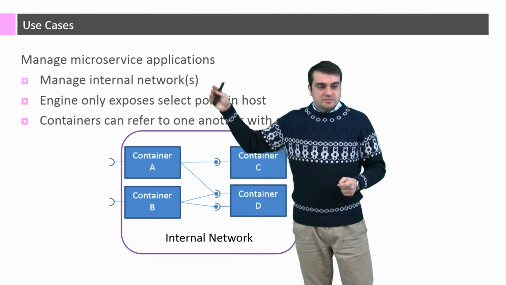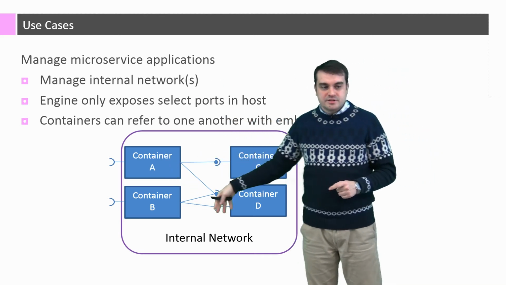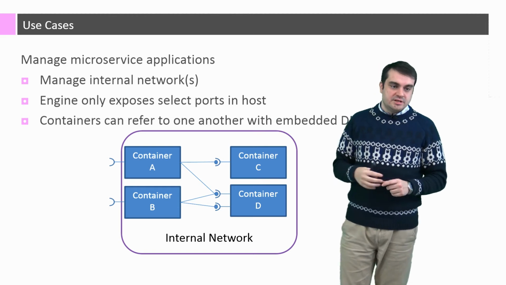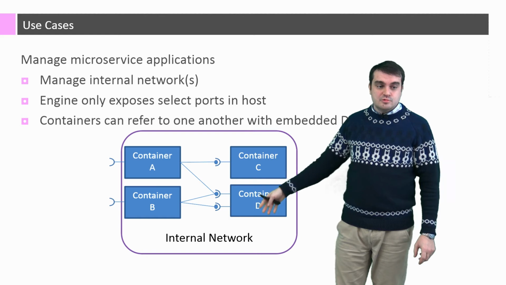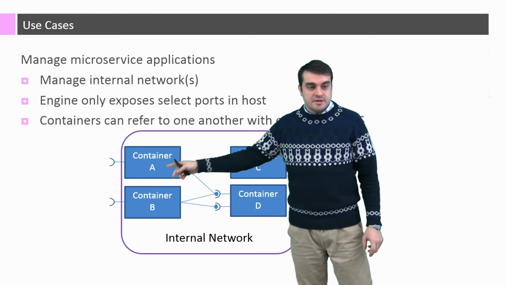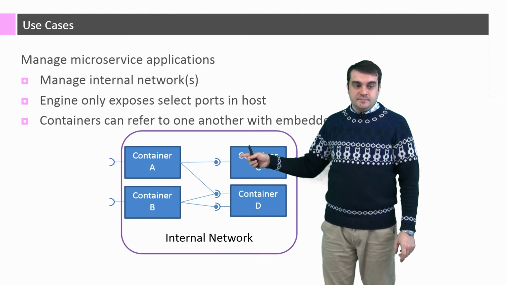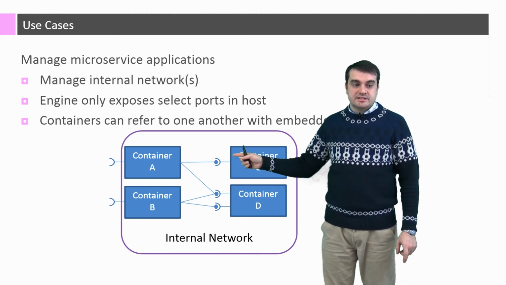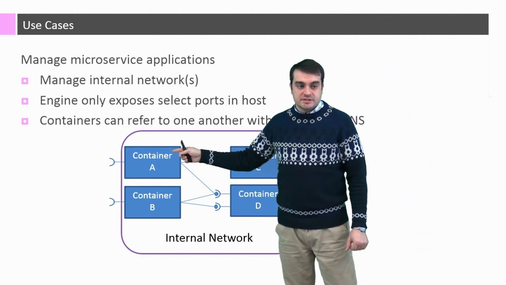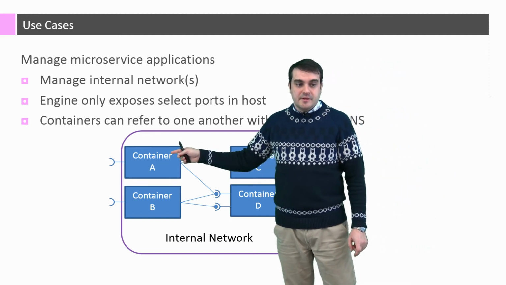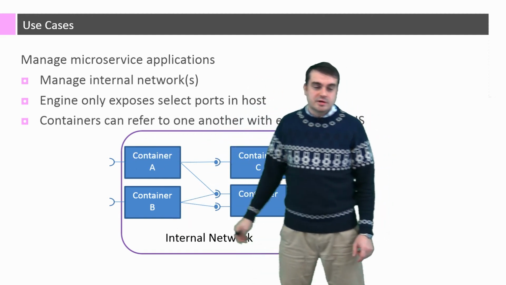In this scenario, we might want to have internal networks, and indeed Docker offers you the possibility to manage networks, virtual networks. Every container pertaining to a network can see the other containers in that network. So even though this container is exposing a port, this port is available for this container, but because we have not exposed this port, it's not available outside this network.